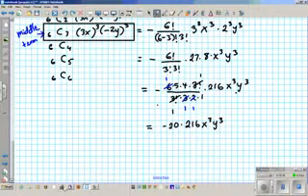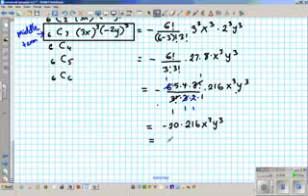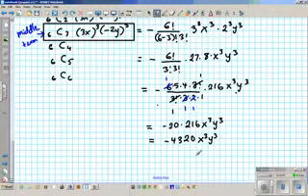Alright, when you multiply everything together, 20 times 216 is 4320. Okay, so our answer is going to be negative 4320, x to the 3rd, y to the 3rd. So you can see what took most of the time is evaluating this by hand, right? If you did it with a calculator, it would have been pretty much quick, right? It would have been quicker. But doing it by hand, this took some time.